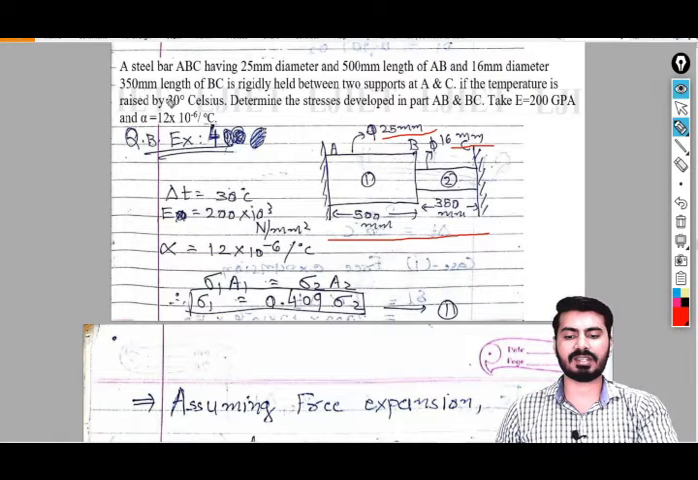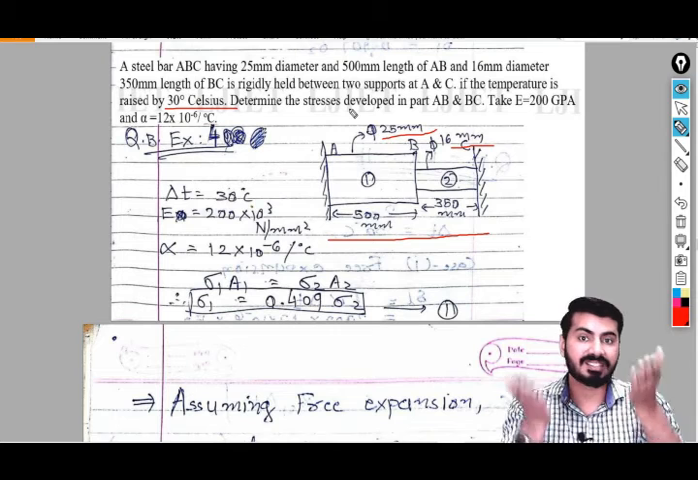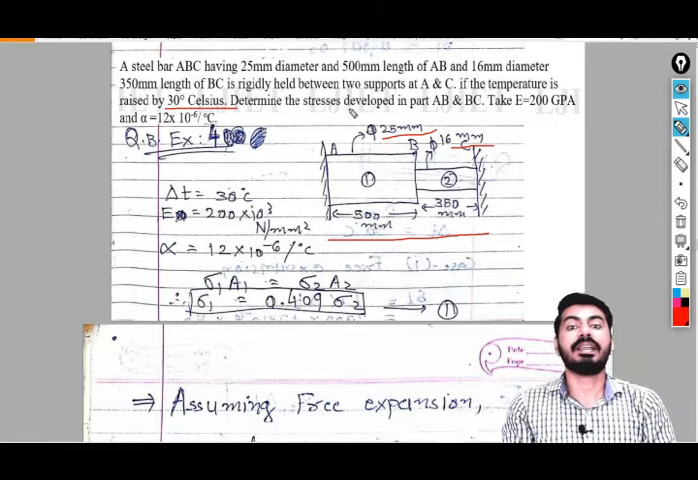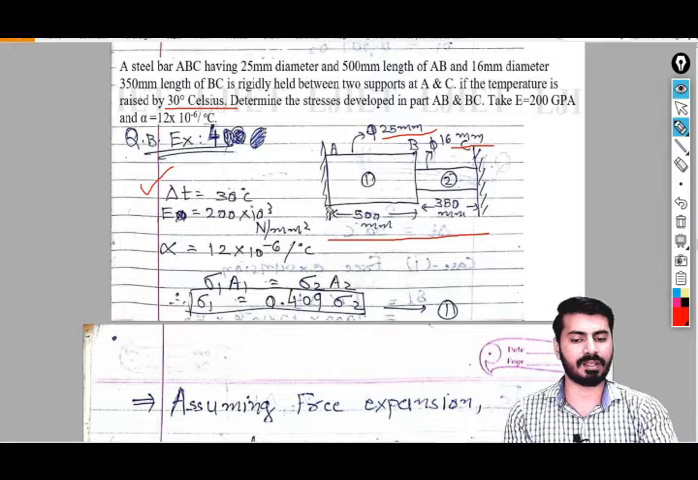Now, if the temperature is raised by 30 degrees centigrade, they have not provided you the initial and the final temperature. This is the raise in the temperature, that means they have directly provided you the delta T. So delta T is given as 30 degrees. Determine the stress developed in the part AB and part BC. So you need to calculate the stress in the part AB, that is the first part. Let's say the stress generated over here is sigma 1, and the stress generated over here is sigma 2. So you need to calculate sigma 1 and sigma 2.